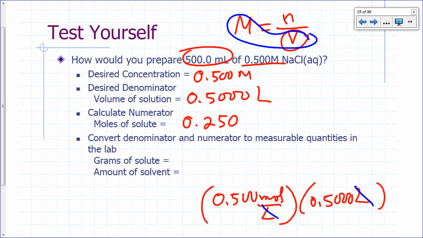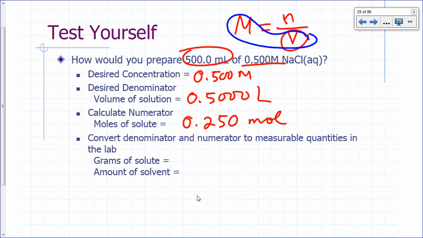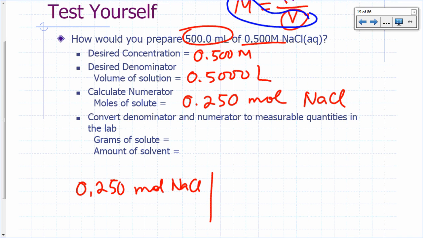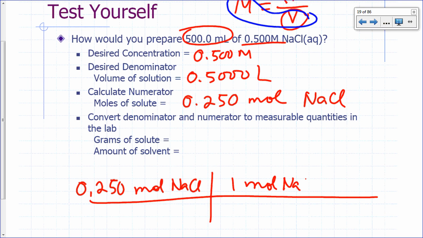With 3 sig figs, 0.250 moles. That's the moles of solute. There isn't a thing in the lab that tells you how many moles you have. We don't have a mole meter, so you have to convert it to something you can measure in the lab, and that would be grams. So you have 0.250 moles of sodium chloride, and you have to change that to grams. You're going to need the molar mass. A mole of sodium chloride weighs 58.44 grams.